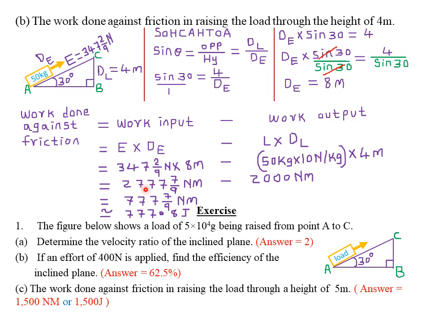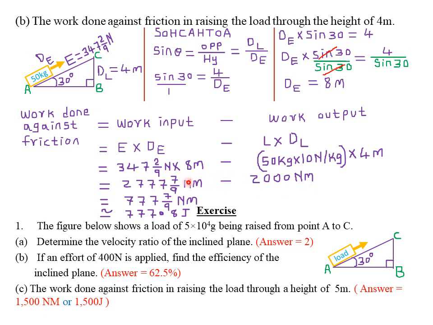You will simply get 2777 whole number 7/9 Newton meter, or joules. Remember, we said that 1 joule is equal to 1 Newton meter from our first lesson. Then 50 times 10 times 4, you'll simply get 2000 Newton meter.